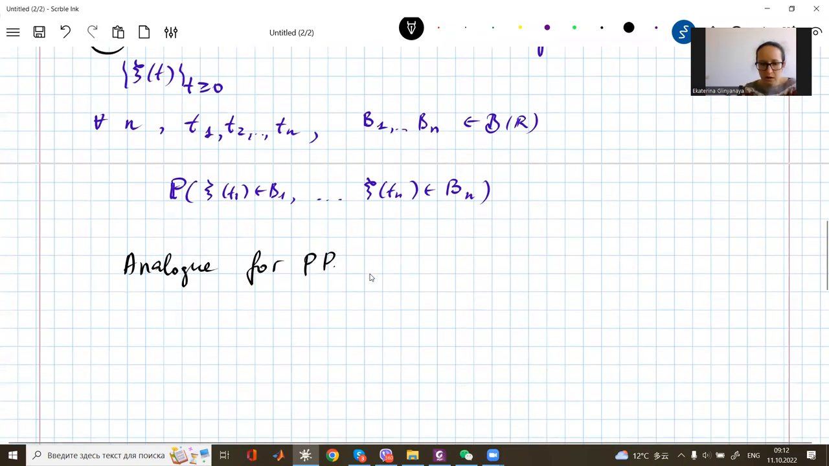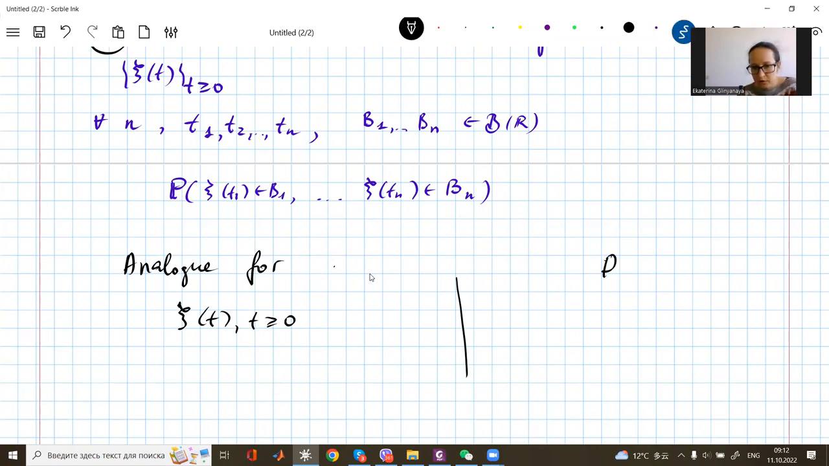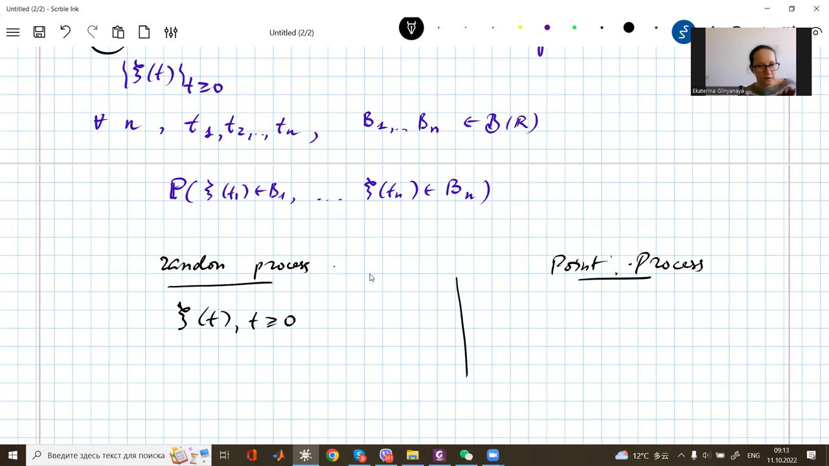So a point process now is a random measure. On the one hand, I have a process that depends on time. But for a point process, we have a random measure. It depends on subsets B that belong to some sigma algebra on a space. So I have a space, and here we have some points.